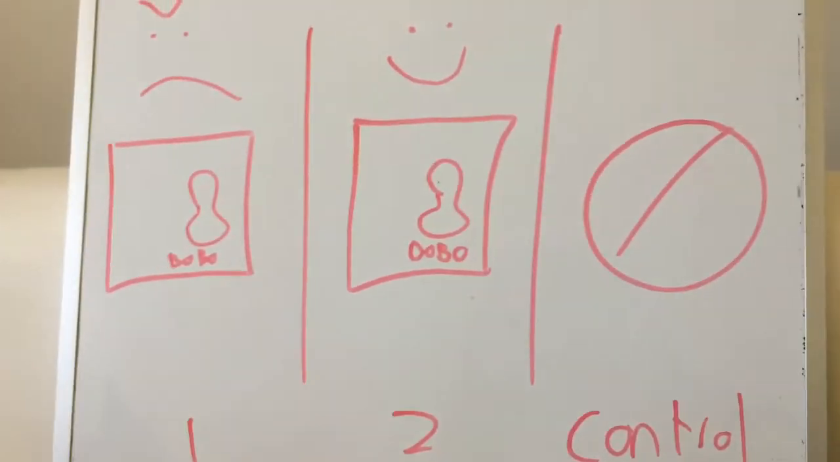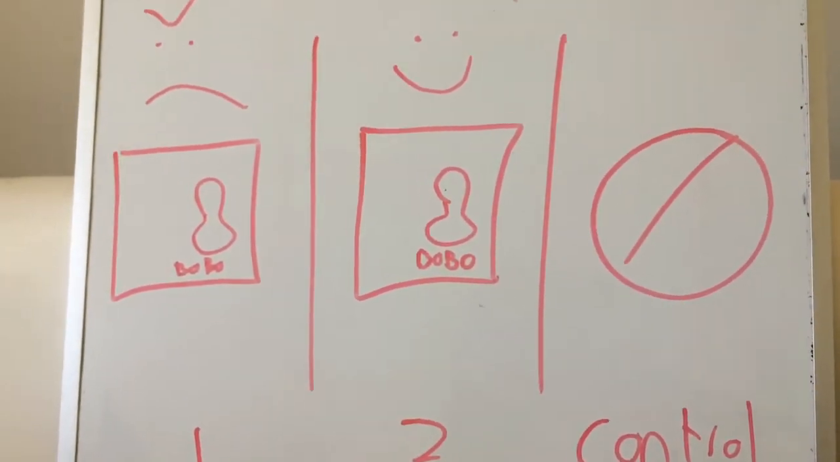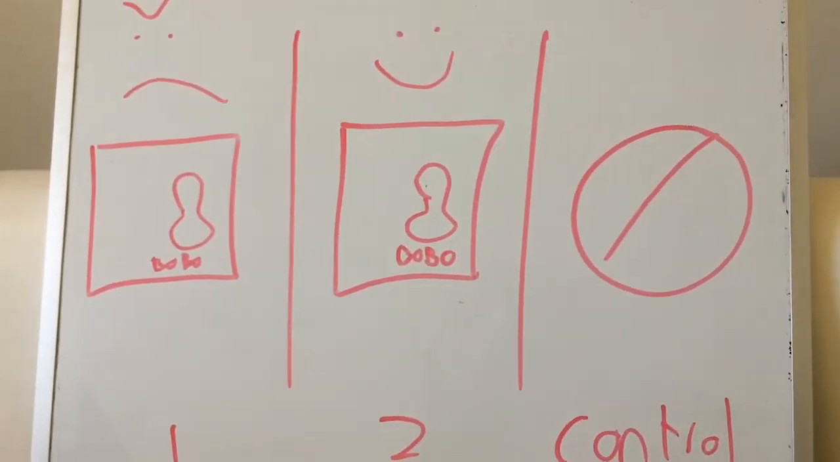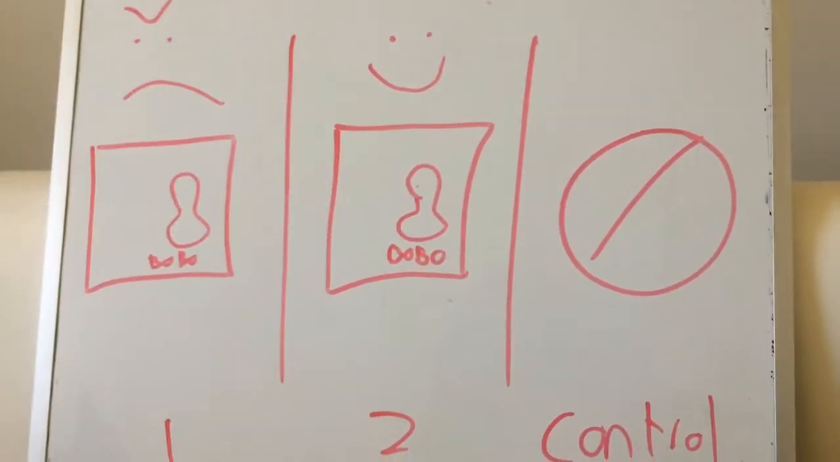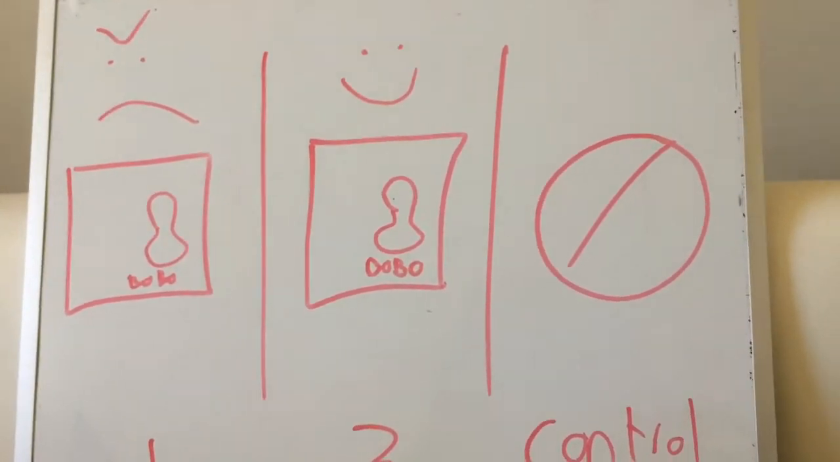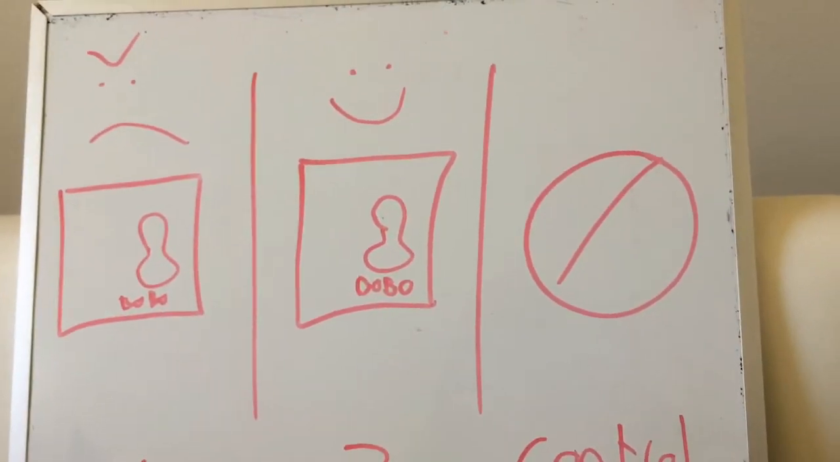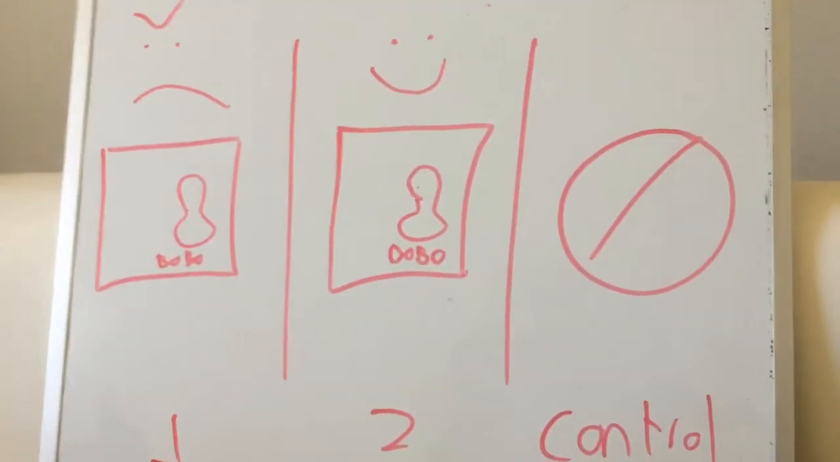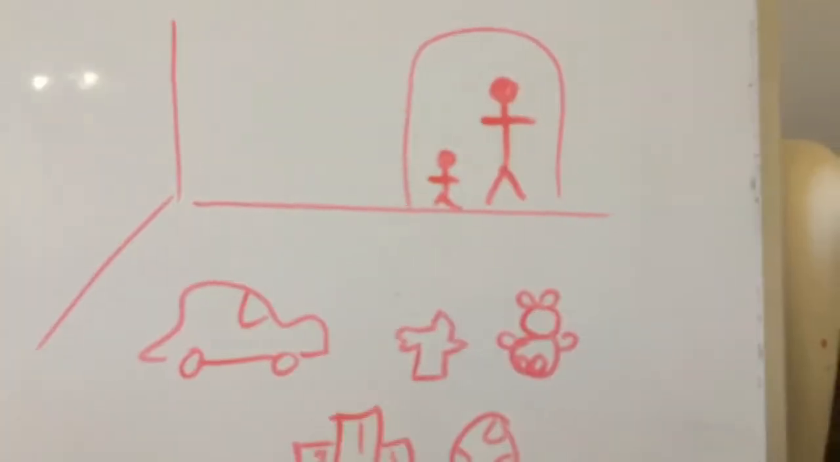The first group watched a series of videos of adults being aggressive towards Bobo the doll. The second group watched videos of adults being either friendly or pretty much ignoring the doll. And the control group was not exposed to any videos.